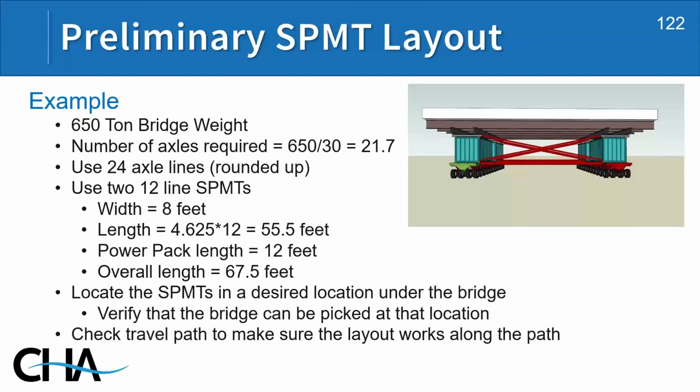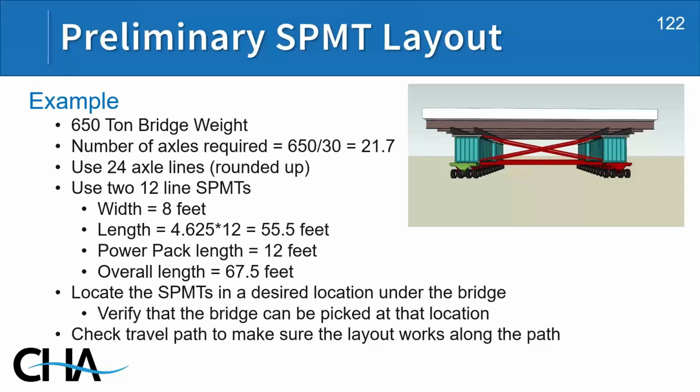They're 8 feet wide, and with the length of the SPMT, the axle spacings are approximately 56 feet long. The power pack goes on the end of the unit, typically 12 feet length. So the overall length of the SPMT is 67.5 feet. We need to make sure that, one, this fits under the bridge properly, and that, two, it can make the maneuvers required to get the bridge from the staging area to the construction site. So from here, we can locate the SPMTs in the desired location under the bridge and verify that the bridge can be picked. We also have to make sure that you can drive it down the road.